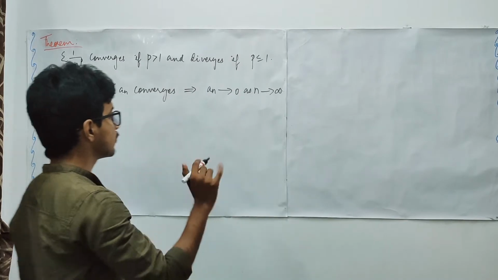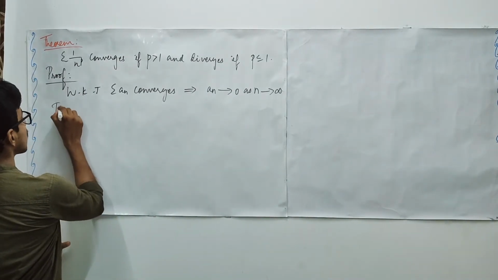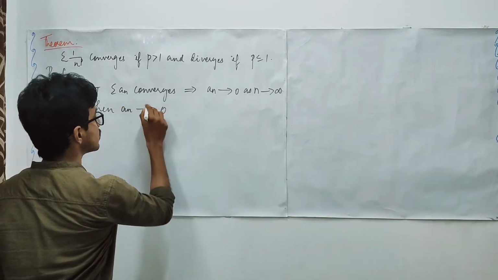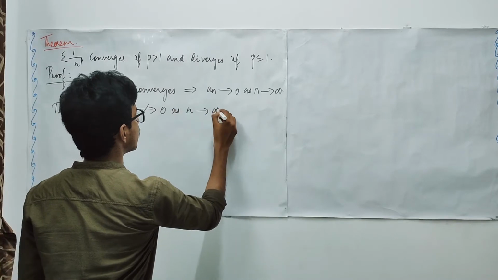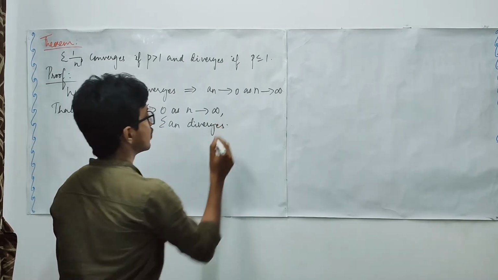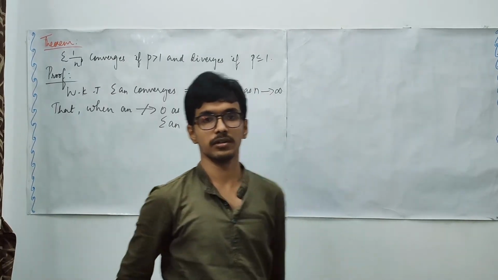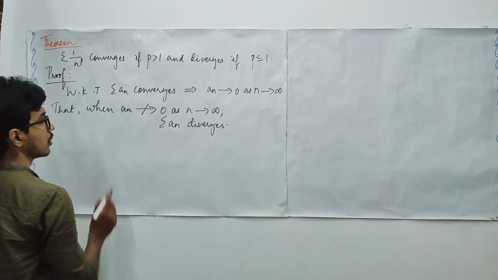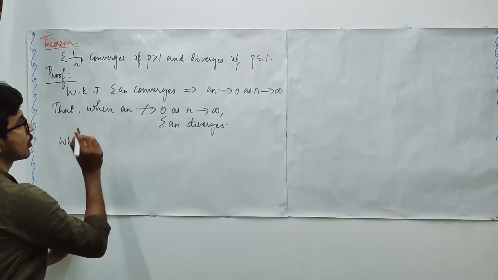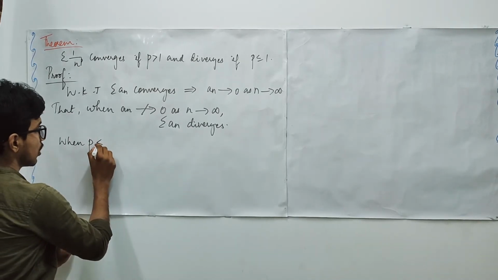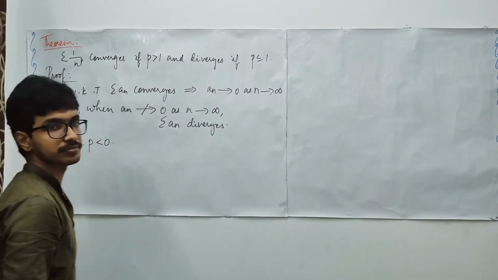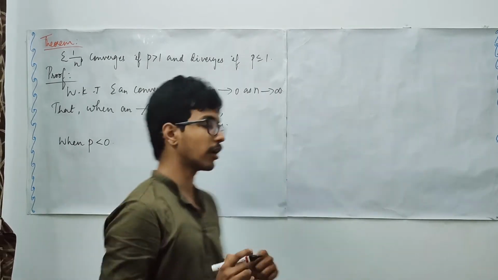And from this we may also write, when an does not approach 0 as n approaches infinity, summation an diverges. We just negated the statement, right? This is going to happen. Now let us see the case when p value is less than 0. When p is less than 0, what is going to happen?